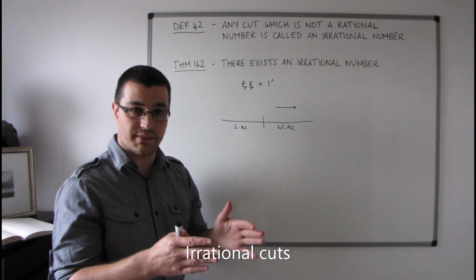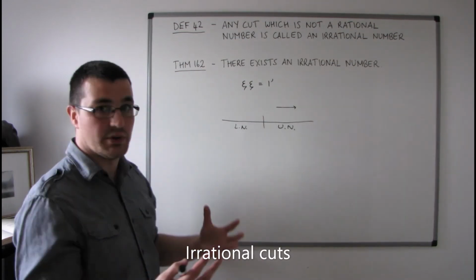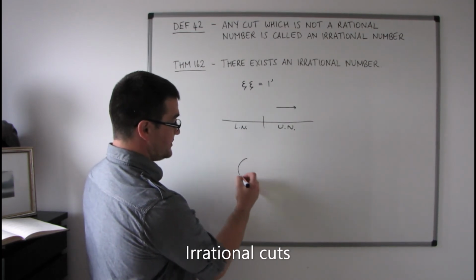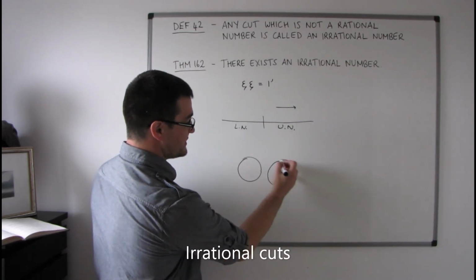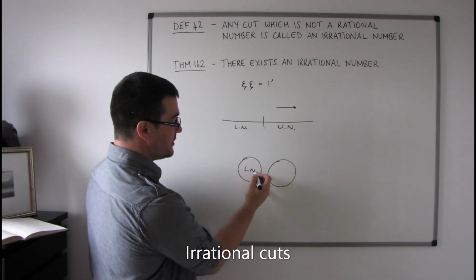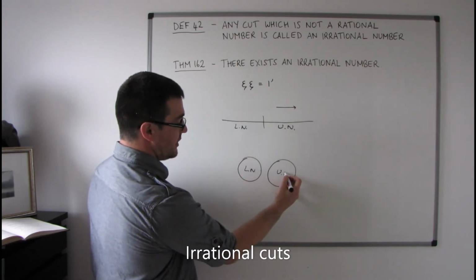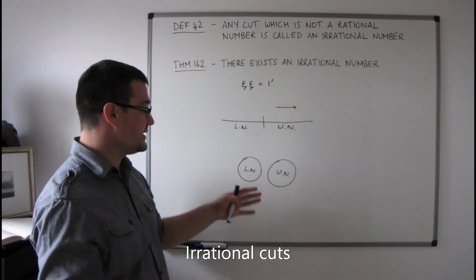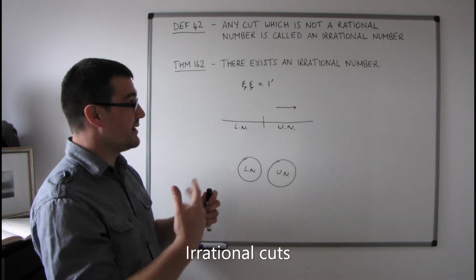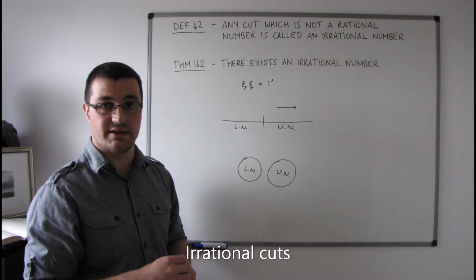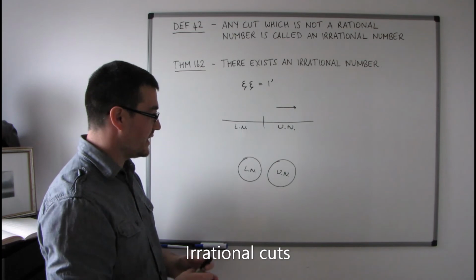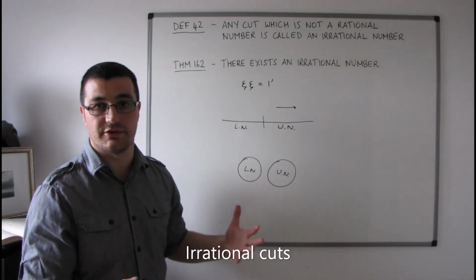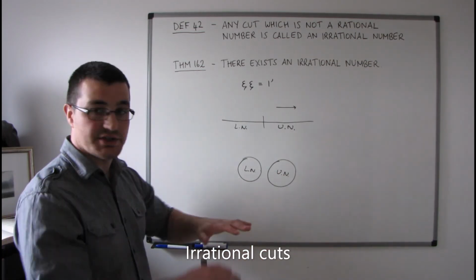I would much rather visualize things as possibly just two circles, as simple as that. In one circle we've got all of the lower numbers, and here we've got all of the upper numbers. Remember, we only separate the rational numbers into lower numbers and upper numbers. These irrational numbers at this stage don't really come into the picture. We can't call an irrational number either a lower number or an upper number. It doesn't make any sense at this stage. So we just split the rationals.